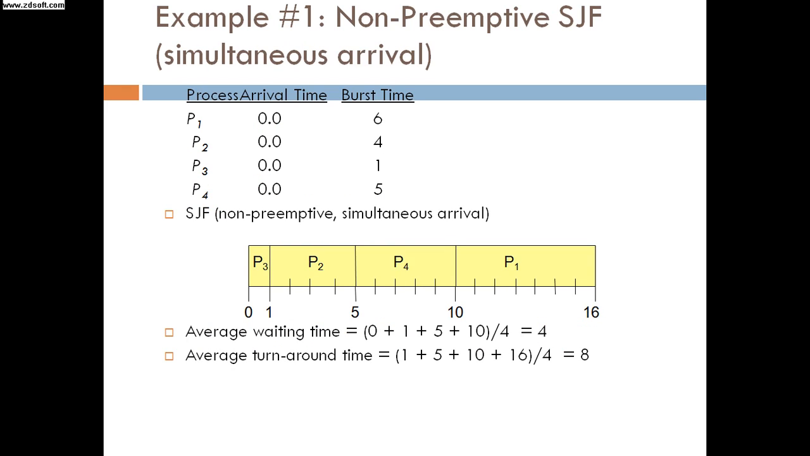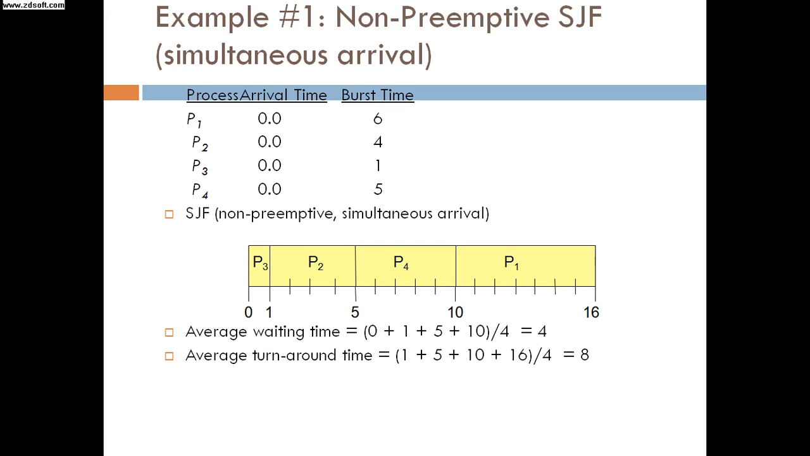We shall discuss a simple example of non-preemptive SJF. All these four processes arrive at the same time, and these are the corresponding burst times. Here we'll be discussing the non-preemptive shortest job first algorithm. Based on this, we have drawn the Gantt chart. Among the four processes, P3 has the lowest CPU burst time, so that will be allocated first, and for 1 millisecond it will be executed by the CPU.